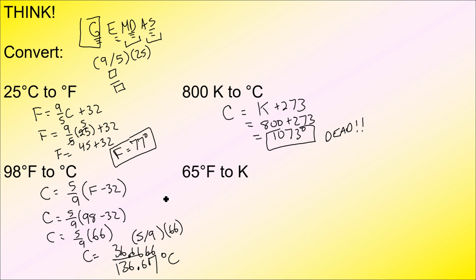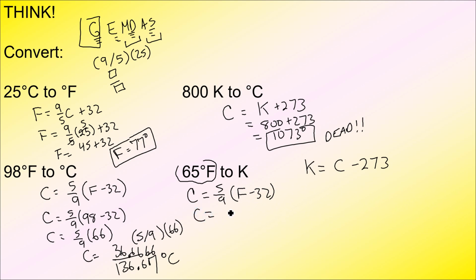Now, this last one's tricky. I want to go from Fahrenheit to Kelvin. Now, there is a formula we could use for that, but we're going to do it in steps. So our formula to get Kelvin is Celsius minus 273. Now, I don't have Celsius here, I have Fahrenheit. So the first thing I'm going to do is get Celsius. So Celsius is 5/9 F minus 32. So Celsius is, I'm going to take that F and replace it with 65.